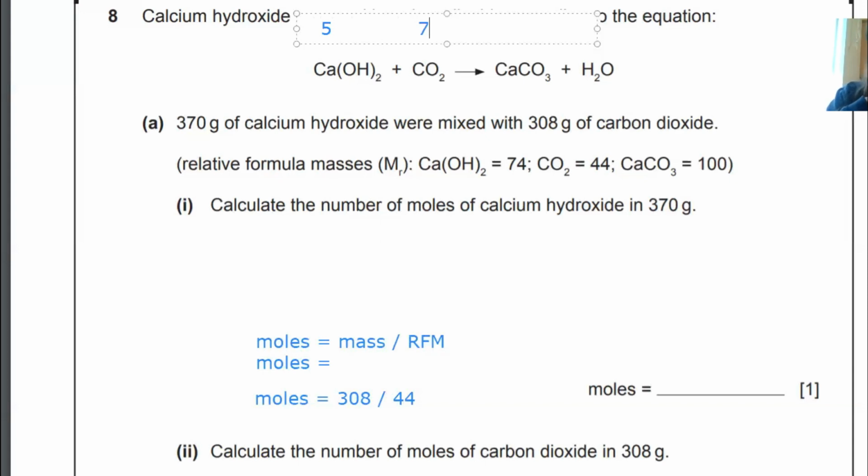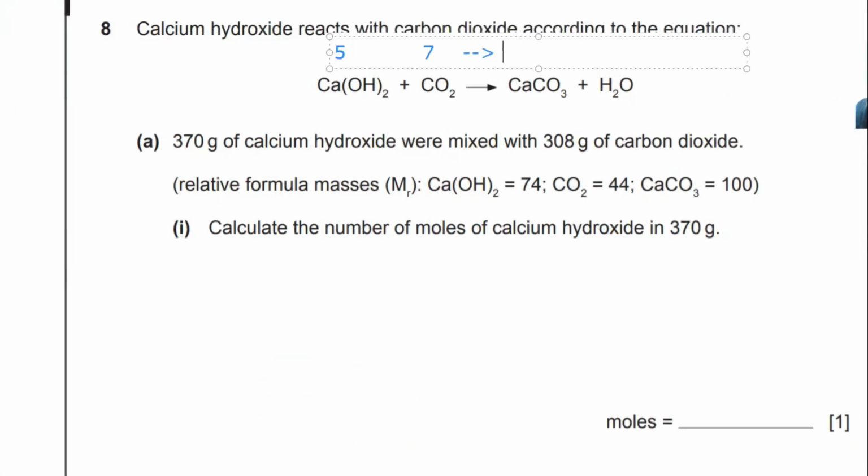If you think about it in terms of a recipe, you need 1 portion of calcium hydroxide to react with, or to mix with, 1 portion of carbon dioxide to produce 1 portion of calcium carbonate plus 1 portion of water. So if you're scaling up the recipe, if you're starting with 5 portions of calcium hydroxide, then you can produce 5 moles of calcium carbonate and 5 moles of water. So although you have 7 moles of carbon dioxide, you don't need 7 moles. You're only going to need 5 moles of carbon dioxide to react there.